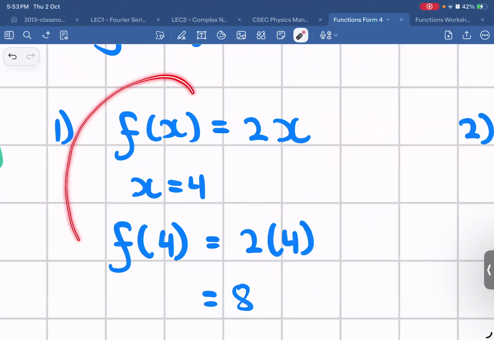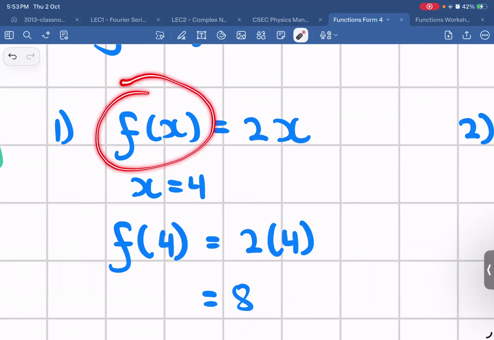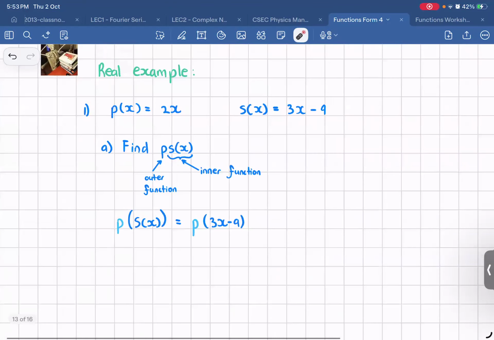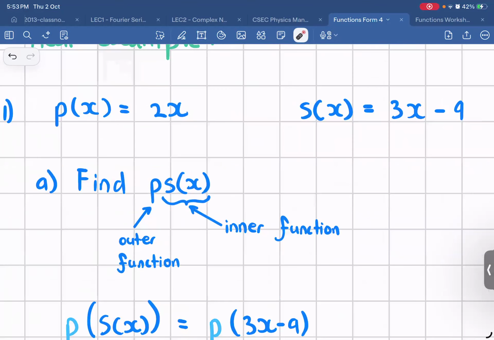What did we put into this function f of X? 4. Okay, so if you could understand that, trust me, you could understand this. So we have P over here, and what are we putting into P? Call out the whole thing as S of X, right? S of X. Cool.